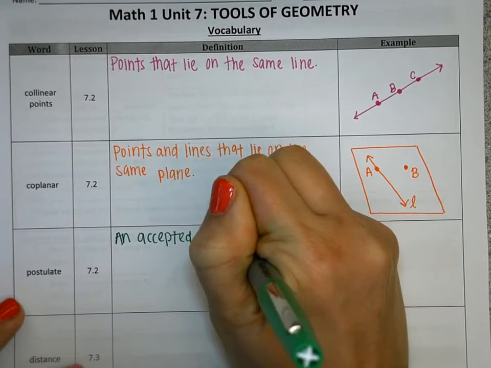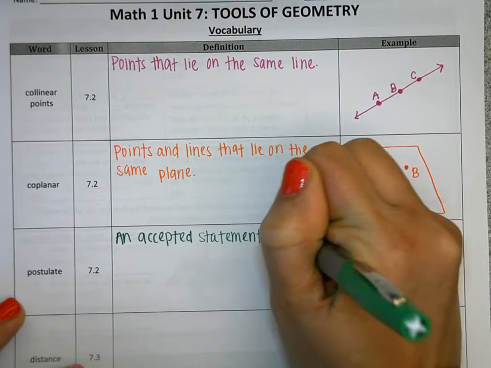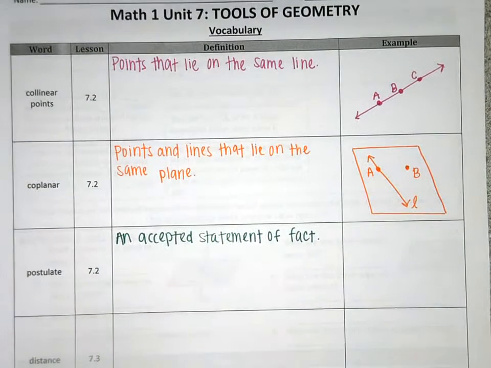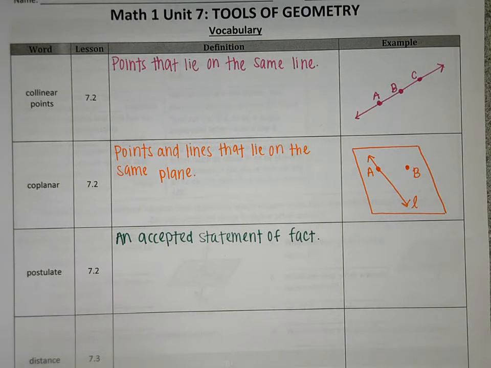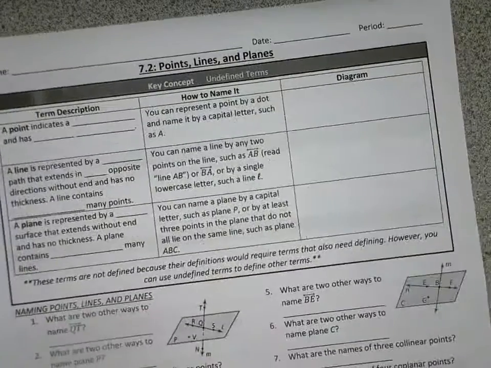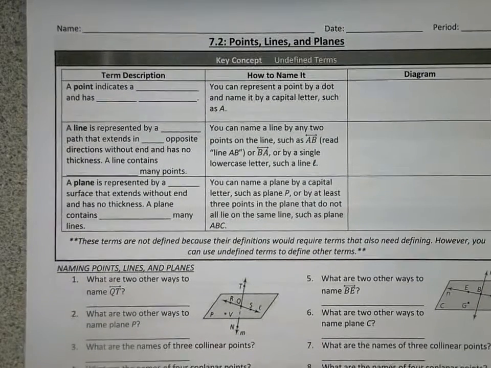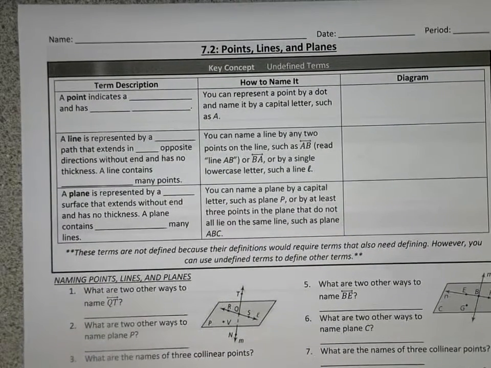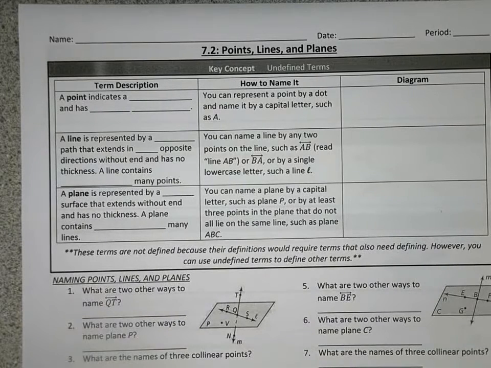I don't have an example for that, and it's going to be the only one we don't have an example for, but an accepted statement of fact. So it's something that we assume as mathematicians is true, and we just kind of accept that it's a true statement. Okay? Okay, so let's get on to the actual notes, and I'm going to cover some of this up so that it's not super overwhelming. There was going to be a lot of writing in here, guys, and I decided to just give you some of it so that you didn't have to write all of it. You're welcome.